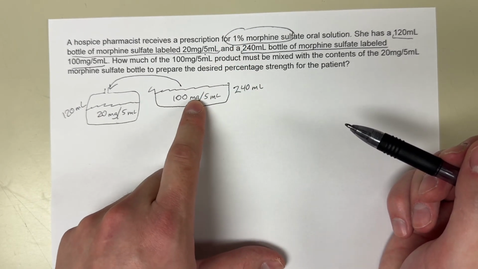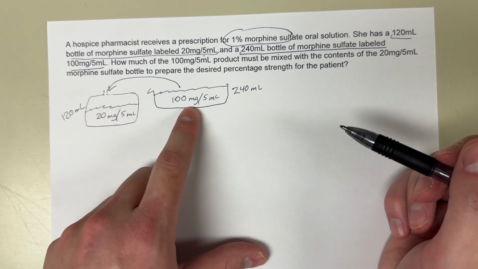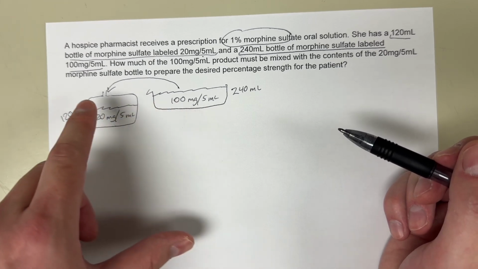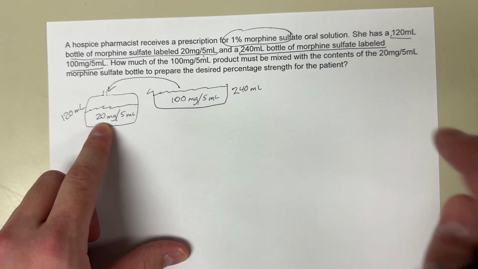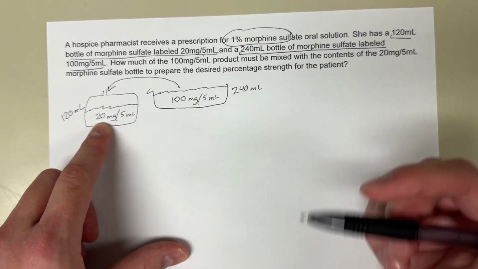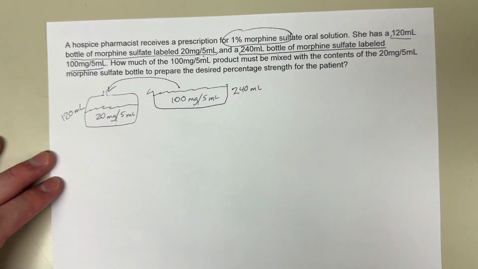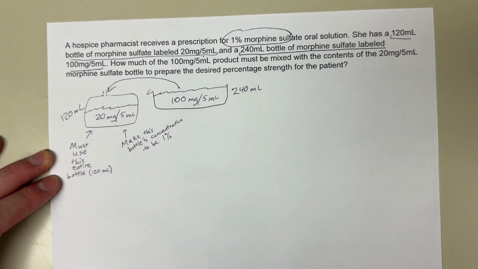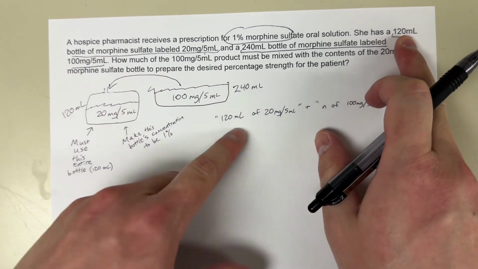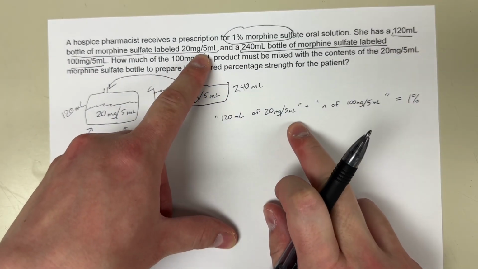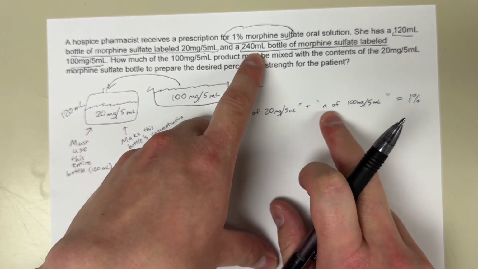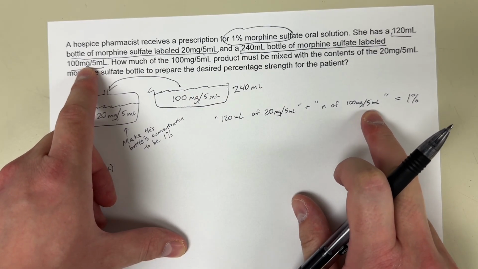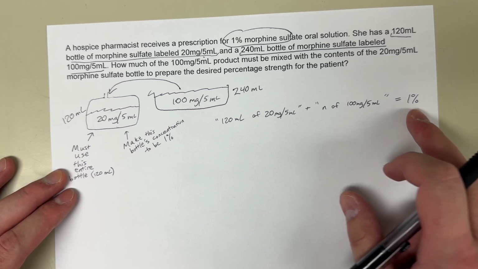But we don't know how much of this to put in here, because that's what we're trying to find out. How much of this 100 milligram per 5 milliliter solution do we put in this less concentrated solution to make 1%? So if you didn't understand my picture, I'm going to draw it word for word. We have that one bottle of 120 milliliters of the 20 milligrams per 5 milliliters plus an amount that we're trying to calculate of the 100 milligram per 5 milliliter, and that equals a 1% solution.